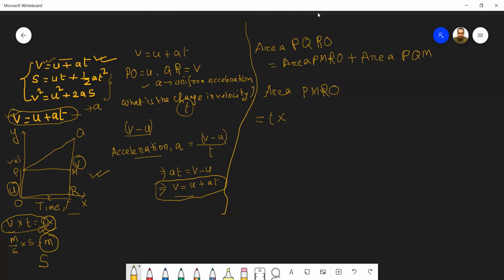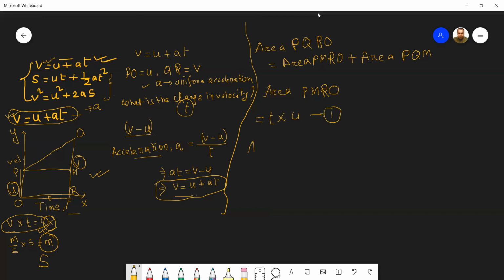So area PMRO would be PM equal to OR, both will be equal to T, so we can write it as T. PM multiplied by OP, and OP is equal to MR, both are equal to U. PM multiplied by PO, PO is U, PM is equal to T, so UT. So this is how we have calculated the area PMRO. Maybe we can mark it as equation 1.